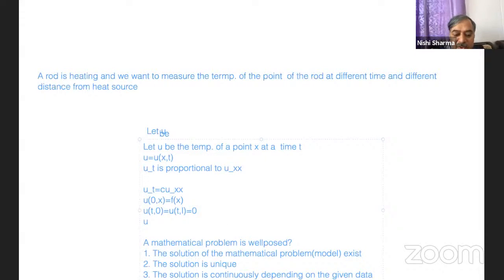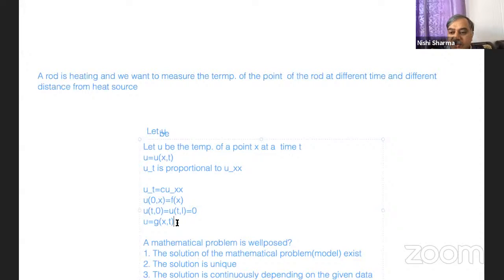And what type of solution does this mathematical problem have? Its solution will be a function, suppose g, of x and t. So u is equal to g(x,t), a function of x and t, if you remember. And fortunately, we have a procedure to find the exact solution of the heat equation. I hope the master students must have done it.